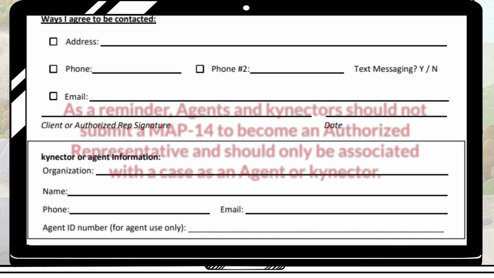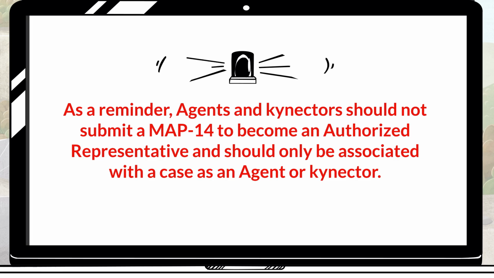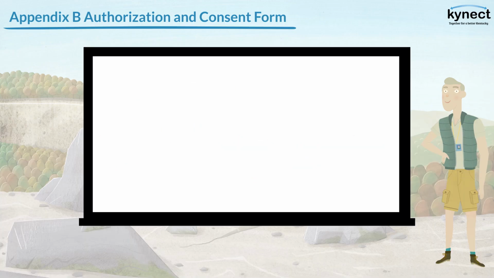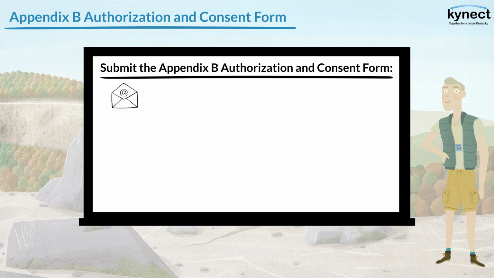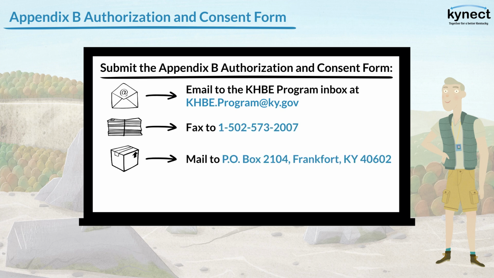bottom. As a reminder, agents and connectors should not submit a MAP 14 to become an authorized representative, and should only be associated with a case as an agent or connector. Agents and connectors can submit the Appendix B authorization and consent form by email to the KHBE program inbox at khbe.program@ky.gov. Form submissions may also be sent by fax or mail to the contact information provided on the screen.